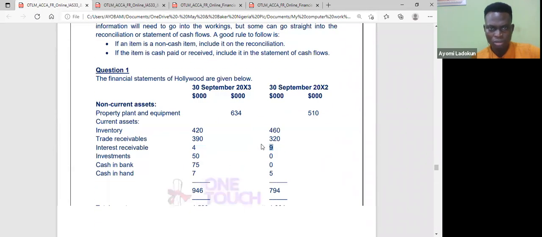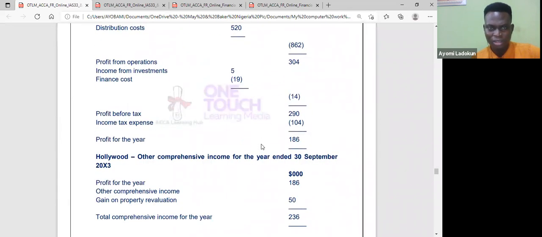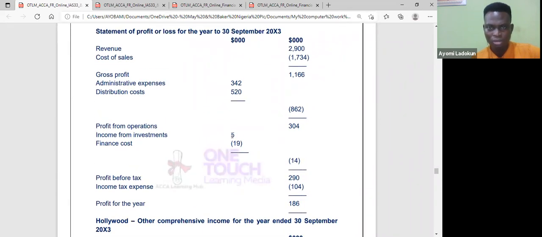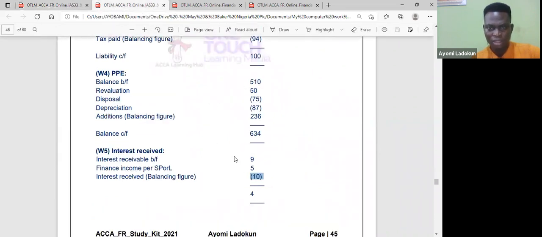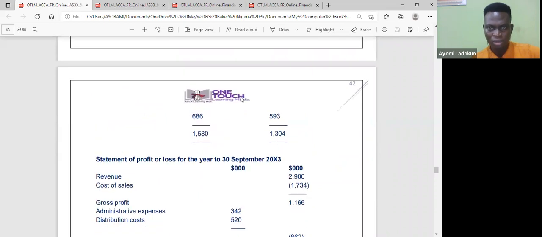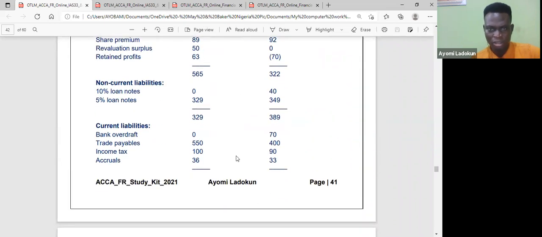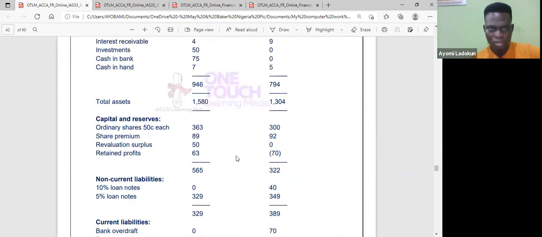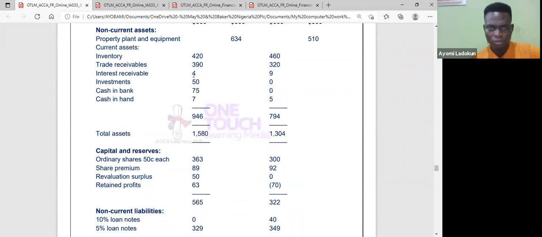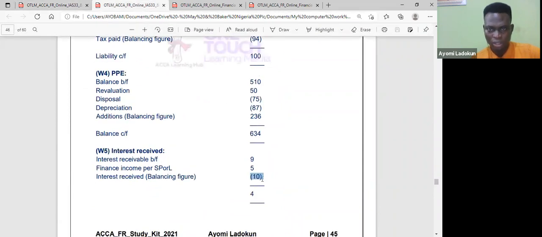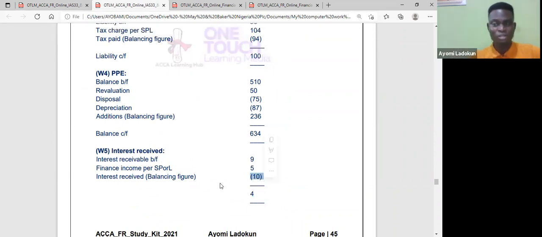Sorry, am I going to the wrong place? Okay. So this is the income from interest receivable. So that's how we got that 5. Then 4 at the end of the year. So I come back to the balance sheet. Where's the interest? So this is the 4 here. That's how I got that 4 at the end of the year. Then the difference between them is 10, and that's all the adjustments you need to do.